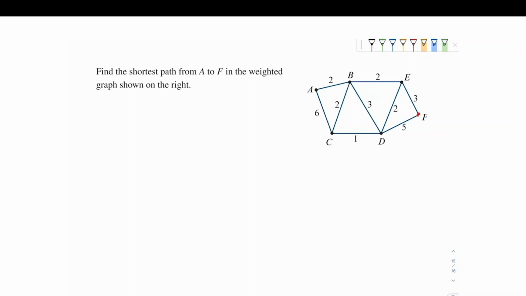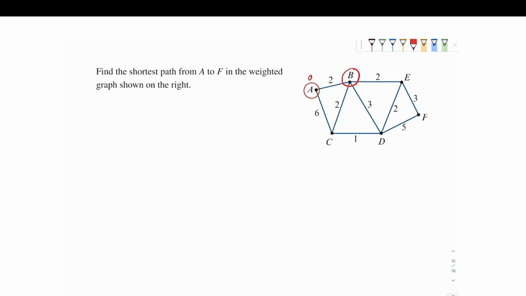The first thing that we do is we start off by labeling A, which is our starting vertex, with a value of 0. And then once we do that, we look at the vertices that A is connected to, or adjacent to, and we have these two vertices, B and C. And then we also label those.